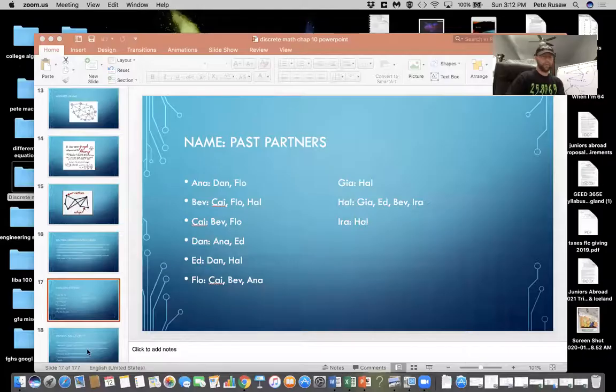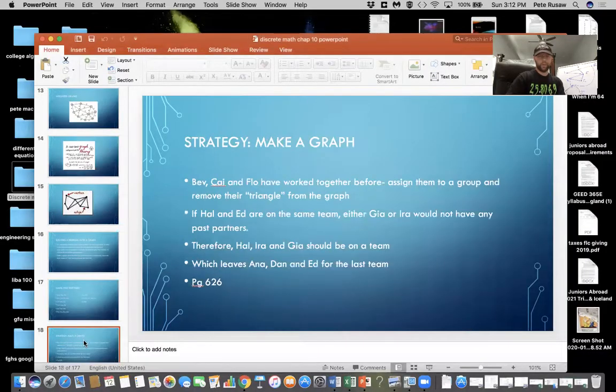You might use logic like this in your strategy. But all the while, the strategy probably was illuminated because you were able to look at the diagram or the graph. Bev, Kai, and Flo, they've worked together before. We put them in a group. We take that triangle out. Hal and Ed are on the same team. If that were the case, then either Gia or Ira would not have any past partners, so that would be a bad idea. So put Hal, Ira, and Gia on a team, leaving Anna, Dan, and Ed for the last team.